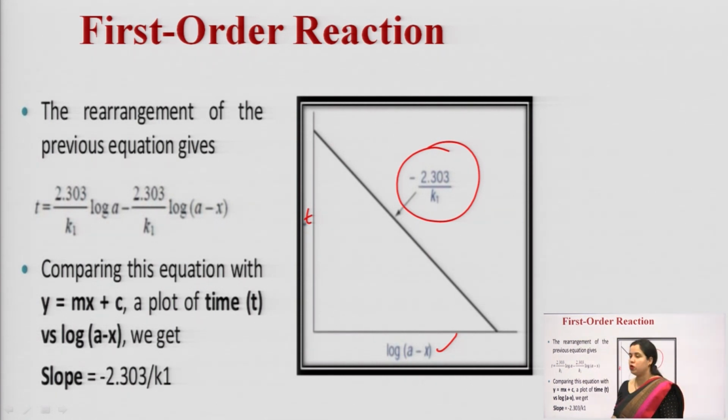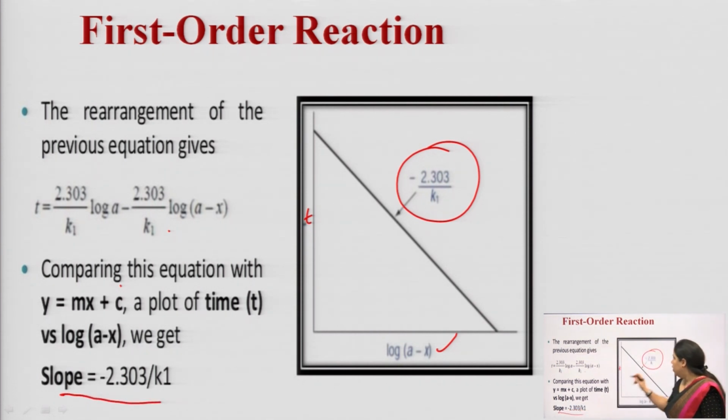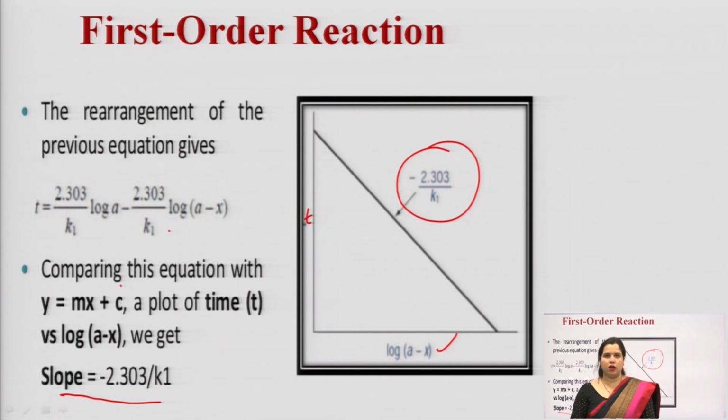Comparing this equation with y equals mx plus c, x is the concentration of drug, m and c are constant values, and y is your absorbance. For the rate of reaction, we can say a plot of time t versus log (A minus x) gives this equation. If we compare this equation with this, at the end we can get this slope value. The slope will give you the value of the concentration of the reactants reacted in a particular type of reaction.